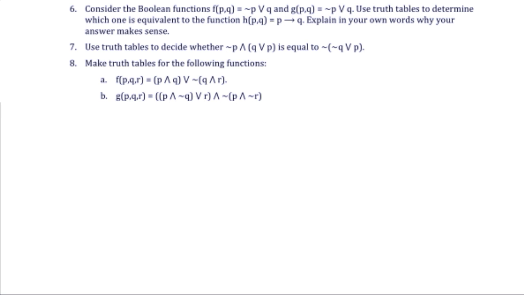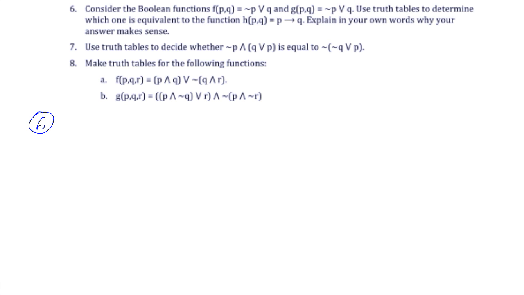Okay, in this video I think I can get through 6, 7, and 8 as examples from homework number 1. On number 6, let me start there. Consider these two Boolean functions, P or Q and not P or Q.